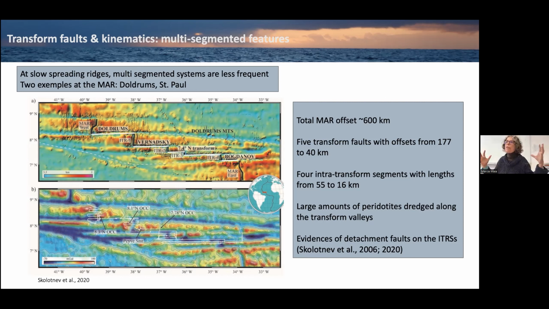And this very large offset is actually accommodated by 5 transform faults, with very variable offsets, ranging from about 180 to 40 kilometers, that separate 4 intra-transform ridge segments with lengths ranging from 55 to 16 kilometers. We know a large amount of peridotite was dredged along the transform valleys, and there is also evidence of detachment faults observed by our colleagues in the intra-transform ridge segments, which suggests very tectonically dominated spreading for these segments.